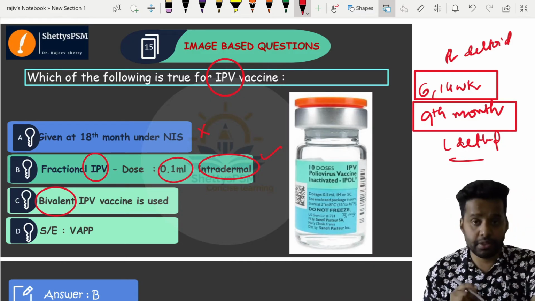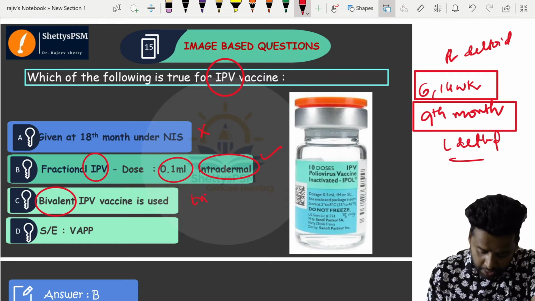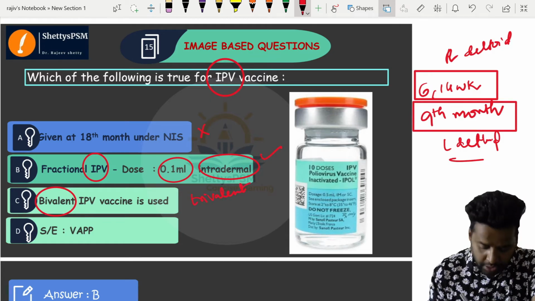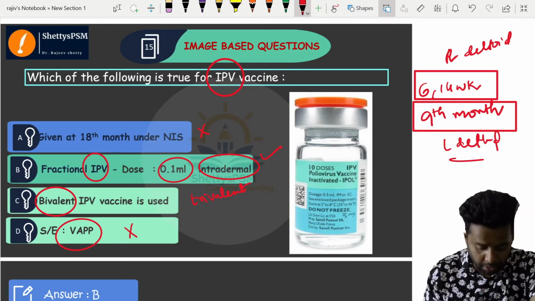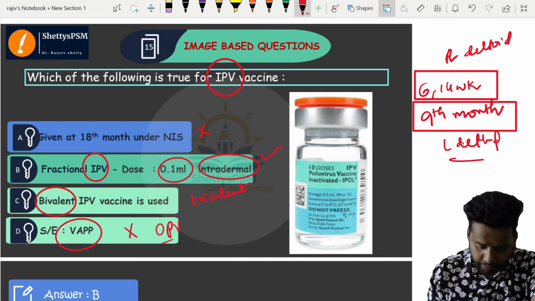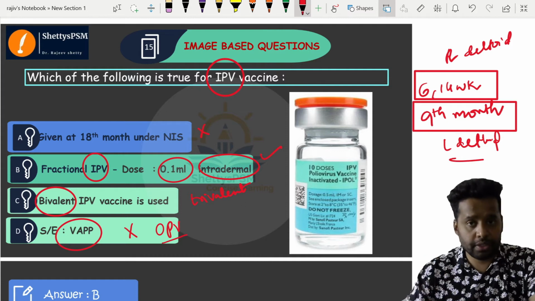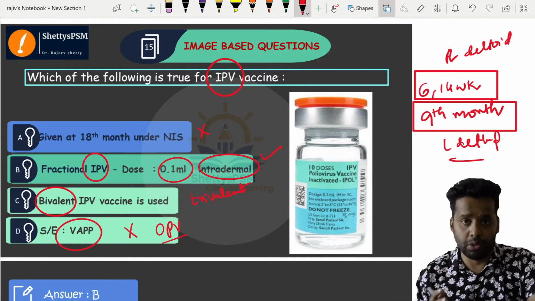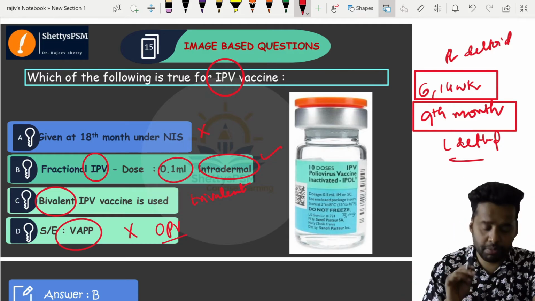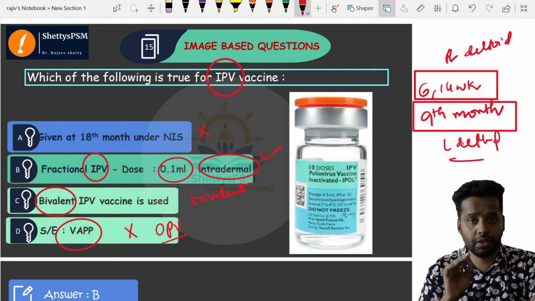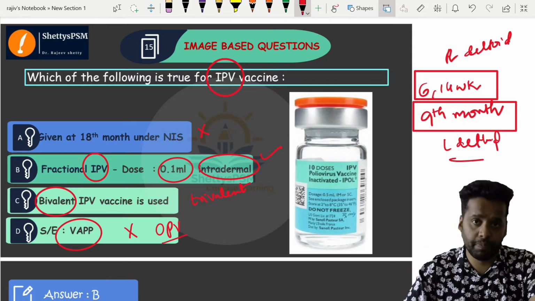Bivalent IPV is used. No. It is trivalent what we are using. And side effect is VAP. No. VAP is the side effect of oral polio vaccine. Live attenuated vaccine OPV can cause vaccine associated paralytic polio. VAP is the side effect of OPV, not IPV. Answer is option B. Fractional IPV is given 0.1 ml intradermal.